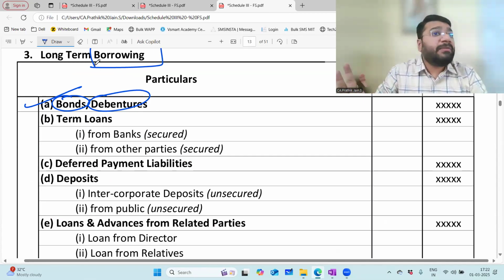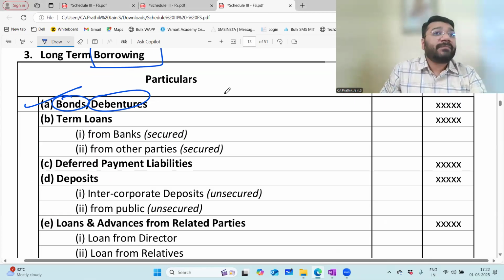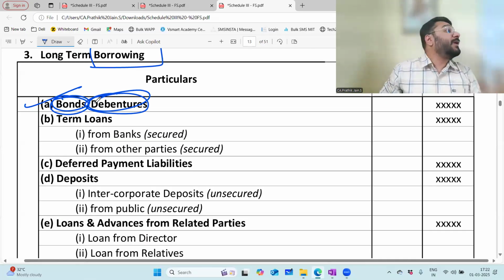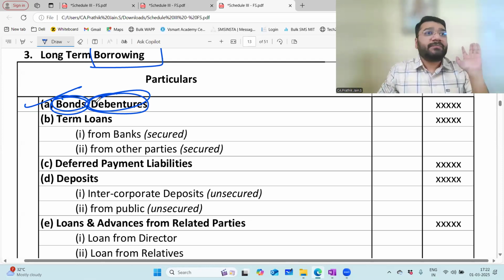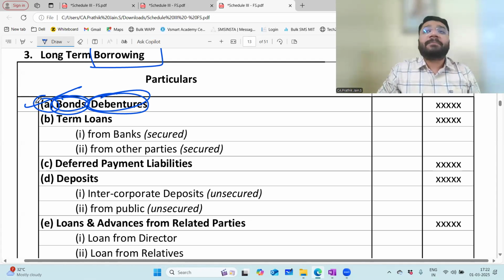The company can borrow the money from the general public. The company can borrow money from the directors. They can borrow the money from the relatives of the directors. It could be anybody. So basically, we are doing the borrowings. The borrowings can be in any form. Taking the money from the public, in return, we are giving something called a bond. The bond has a different feature. Taking the money from the public, we're issuing a debenture. The debenture has a different feature from a bond. So if it is a bond and debenture, you have to classify under 3A.